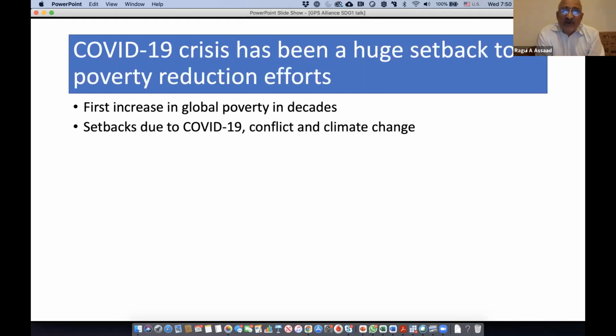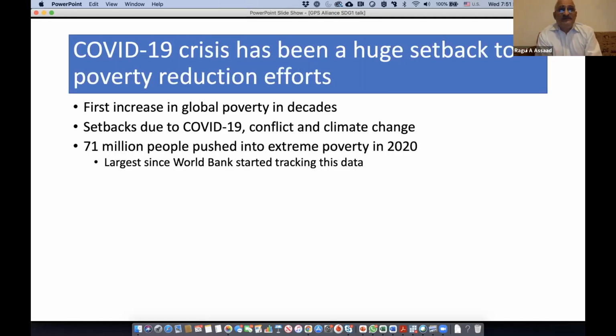The setbacks are not only due to COVID-19. Prior to that, conflict and climate change have been slowing down the decline to the point where in some regions, in fact, conflict has increased the number of extreme poor quite substantially, as we saw for the Middle East and North Africa. Now, 71 million people have been pushed into extreme poverty just in 2020. And this is the largest increase since the World Bank started tracking this data in the 1970s and 80s.